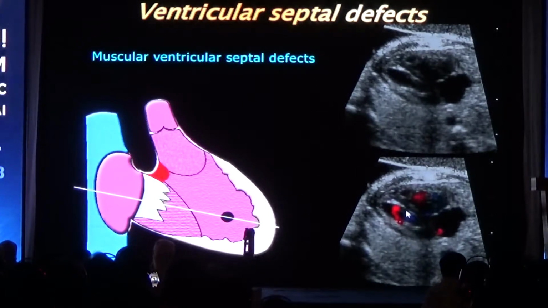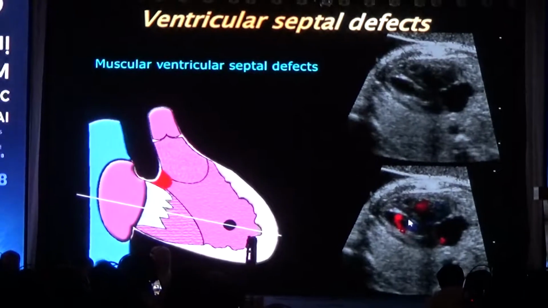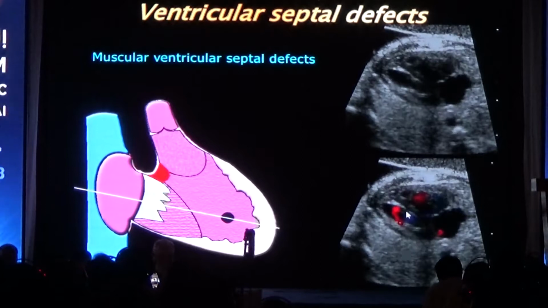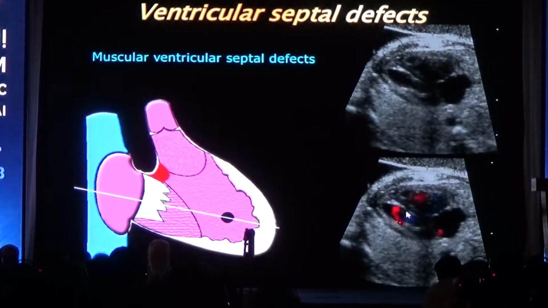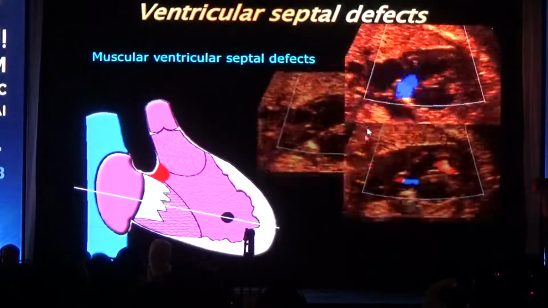They go from the left ventricle to the right ventricle during systole, but they go from the right ventricle to the left ventricle during diastole. So fundamentally for the fetus, it really doesn't matter that they have a ventricular septal defect. You're not going to see that this baby is floppy or has high jaws because of a ventricular septal defect. You have to really look at the anatomy.